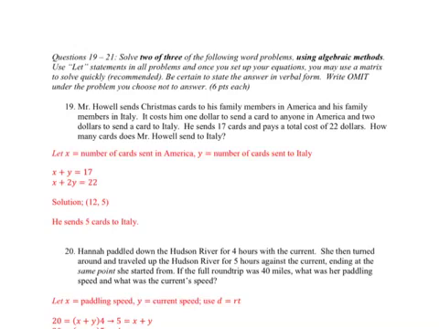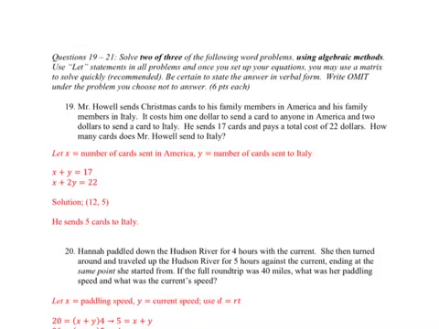Okay, let's take a look at our 3 word problems here. The first one, it says Mr. Howell sends Christmas cards to his family members in America and his family members in Italy. It costs him $1 to send a card to anyone in America and $2 to Italy. If he sends 17 cards total and pays a total cost of $22, how many cards does he send to Italy? So how many cards does he send to Italy? So right away, x and y, our unknowns, need to be the number of cards sent. So x is the number of cards sent to America, and y is the number of cards sent to Italy.